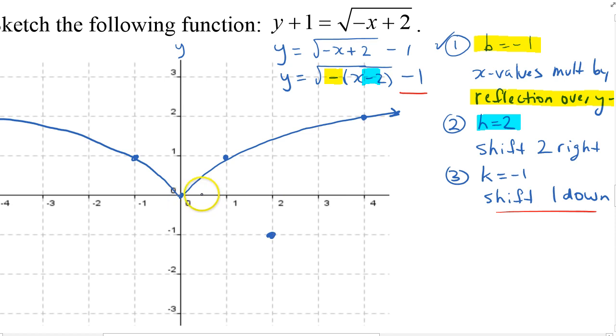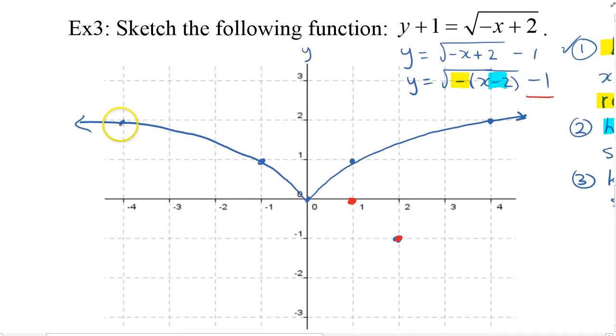So this one goes, I'll pick a different color. Here, I'll pick red. 2 to the right, 1 down. This one, 2 to the right, 1 down. And this spot, 2 to the right, 1 down. And now I've got my 2 to the right, 1 down. And now I've got my curve.